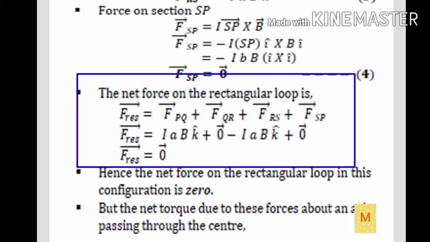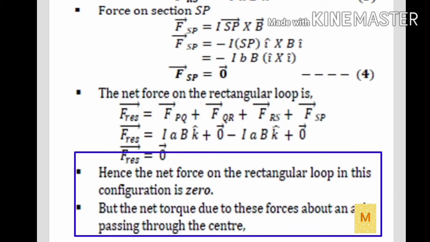Hence the net force on the rectangular loop can be calculated as F vector is equal to FPQ vector plus FQR vector plus FRS vector plus FSP vector, which is equal to I A B k cap plus 0 vector minus I A B k cap plus 0 vector, which is equal to 0 vector. Hence the net force on the rectangular loop in this configuration is said to be 0.